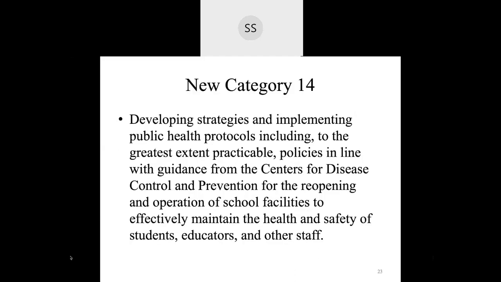Under ESSER 3, there is a new category, which is category 14, that has not been expressly its own category under ESSER 1 or 2. And this is a category that allows districts to use funds to develop strategies and implement public health protocols, including, to the greatest extent practicable, policies in line with guidance from the Centers for Disease Control and Prevention for the reopening and operation of school facilities to effectively maintain the health and safety of students, educators, and other staff.